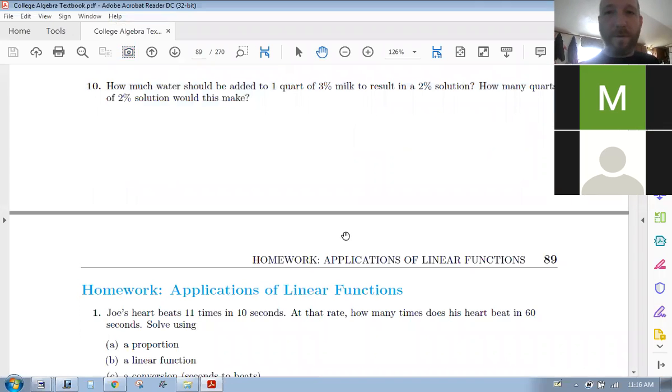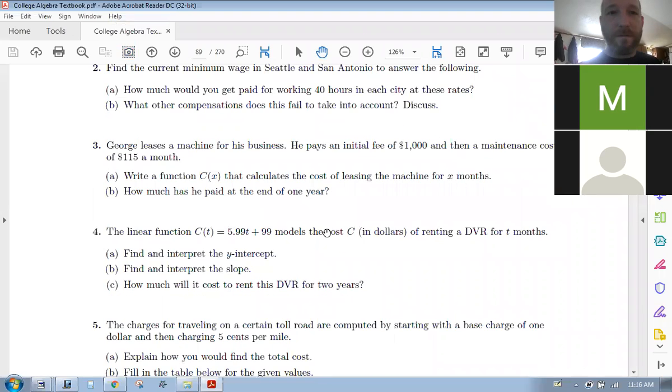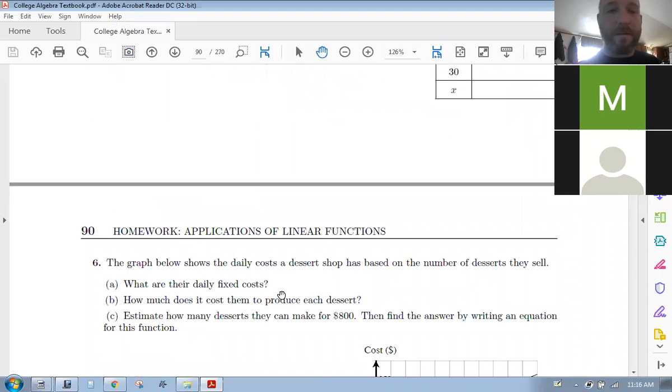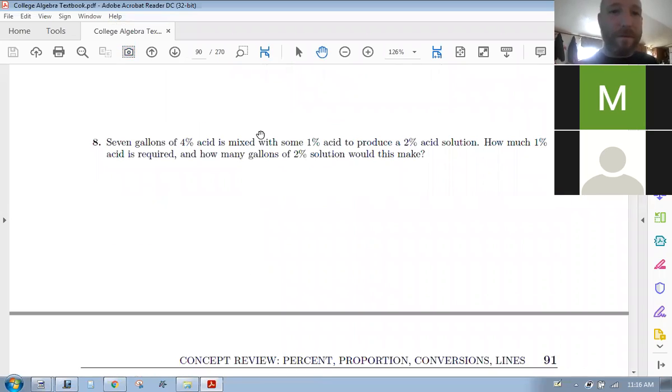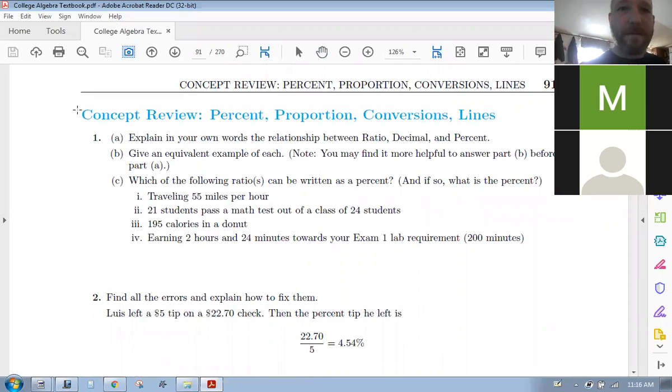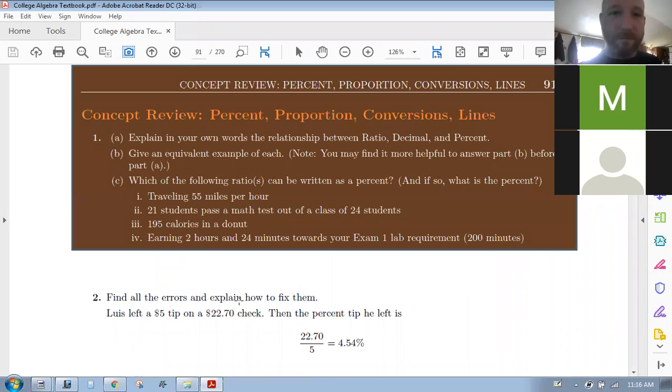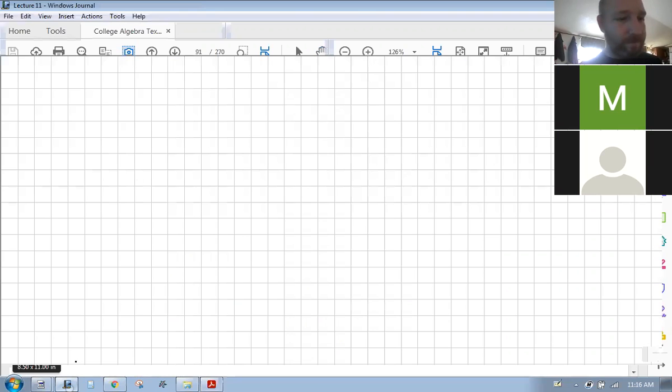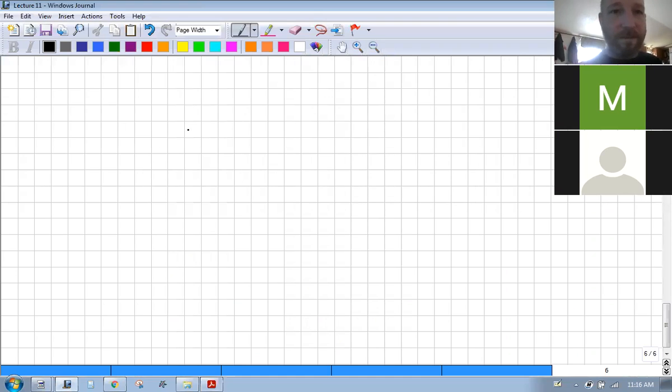All right, got my homework. All right, page 91. Let's see what they have for us here. Good old scam likely.